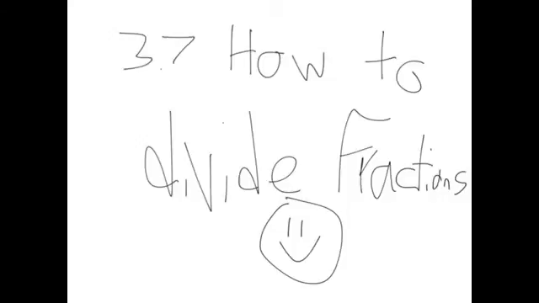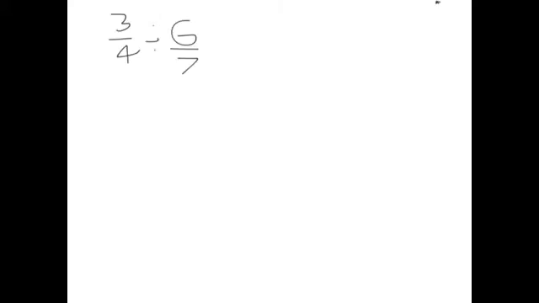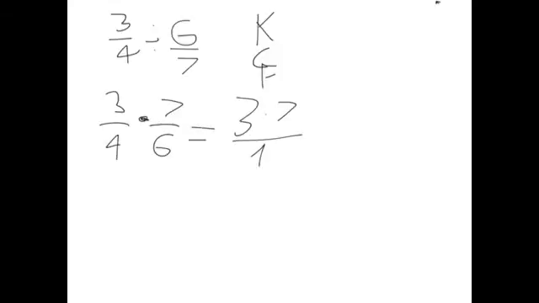How to divide fractions. First, we need to find the reciprocal for 6/7. So then we have to go and do 3/4 times the reciprocal of 6/7, which is 7/6, equals 3 times 7 over 4 times 6. And we can cross multiply these. And then we get 7/8.